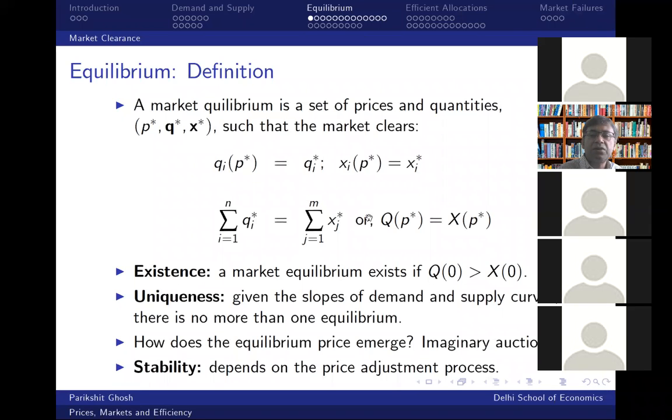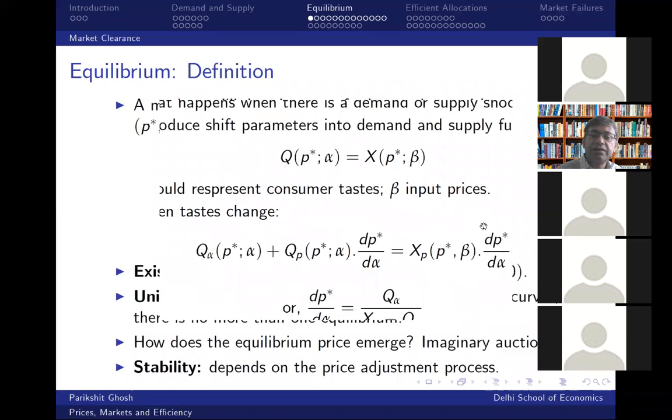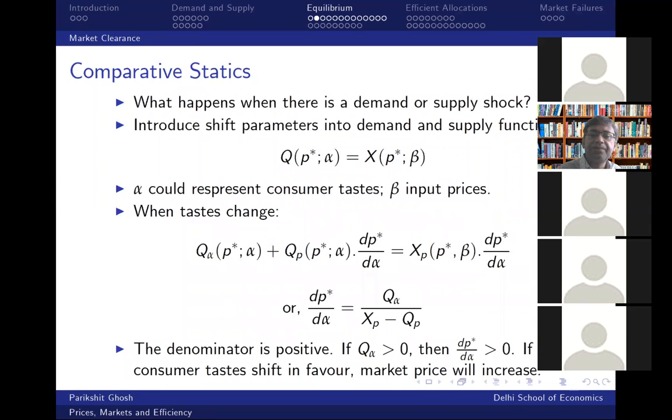Okay. So Xj is firm J's supply, Qi is consumer I's demand, capital Q is the sum of all the consumer demands, capital X is the sum of all the supplies coming from the firms. So equilibrium involves aggregate demand, the sum of demands, equaling the sum of supplies. Okay, sir. Yeah.